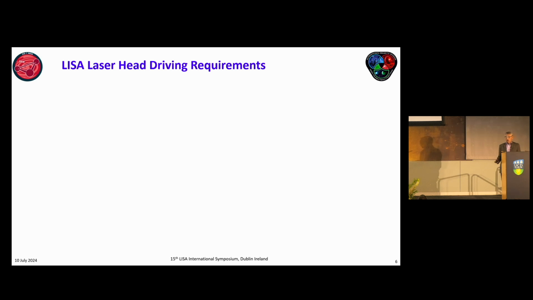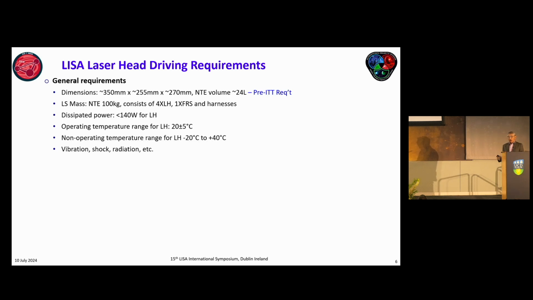Here I'm going to list out just quickly some of the driving requirements. Of course, we have the general requirements. These are the dimensions of the laser head, and this I mentioned. This is the pre-ITT, the invitation to tender requirement. I will show in a later slide the evolution of that requirement. And then we also have a laser system mass altogether, including the 4 laser heads, the frequency reference systems, and harnesses, that will not exceed 100 kilograms.